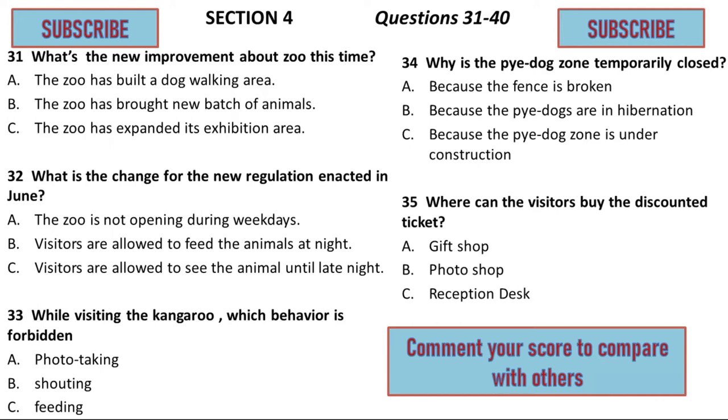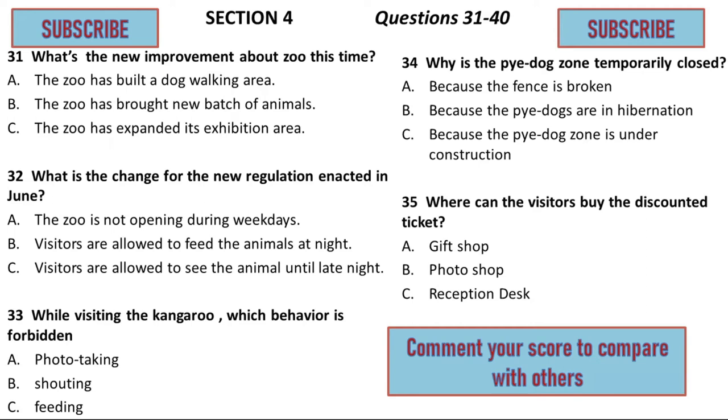We initially intended to build a new dog walking area. However, we felt that the zoo should cater only to exotic animals. During our previous renovation, we expanded the exhibition centre, and so we felt that this time the zoo would benefit most from introducing a new batch of animals, so visitors can now see a whole range of new additions at the Australian Wild Zoo, including lions and bears.